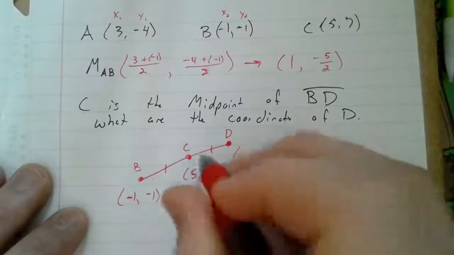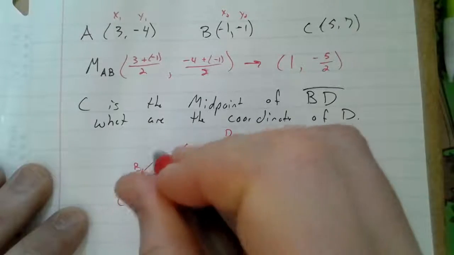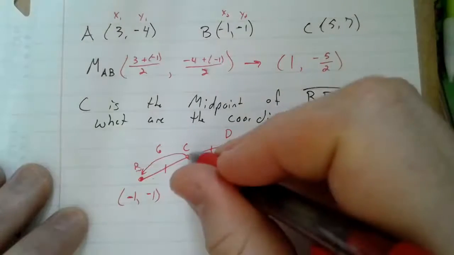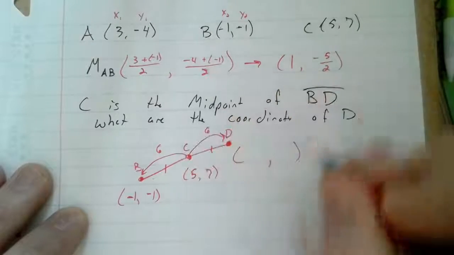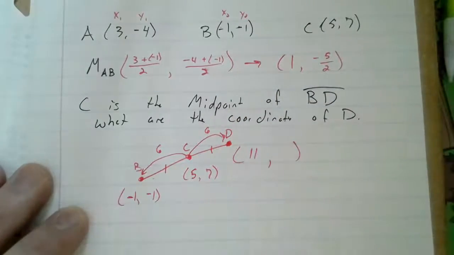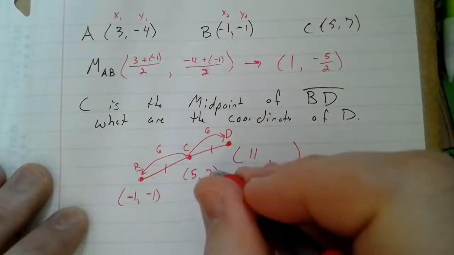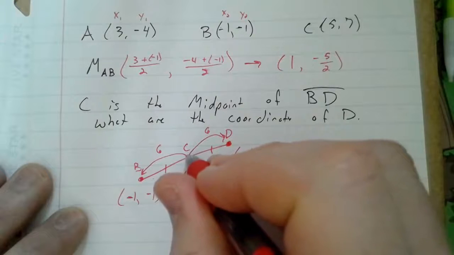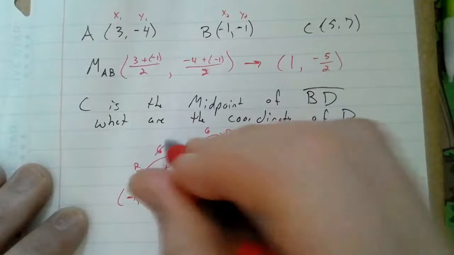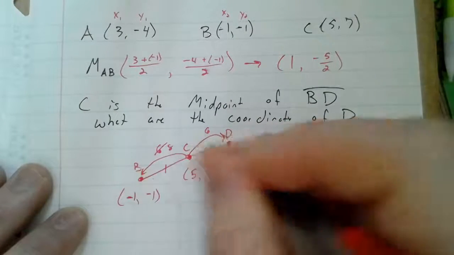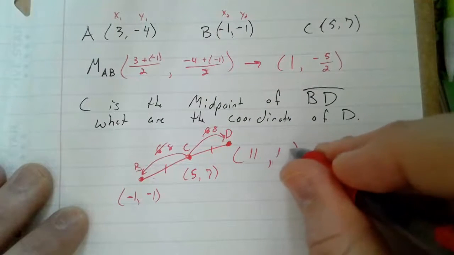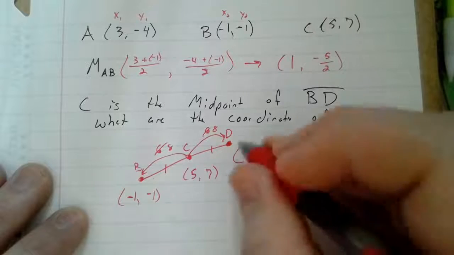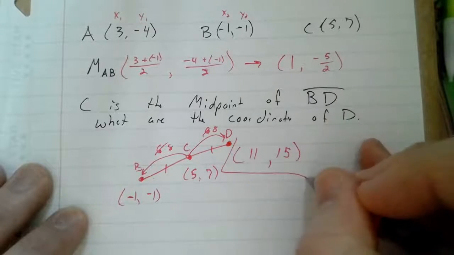Well, that's 6 this way. So that means I'm going to have to go 6 that way. Well, 5 plus 6 gives me 11. Now we're going to do it with the y values. 7 to -1. That's going to be 8 spaces down, which means this one has to be 8 spaces up. 7 plus 8 is 15. So I know that the coordinates of D are going to be (11, 15).